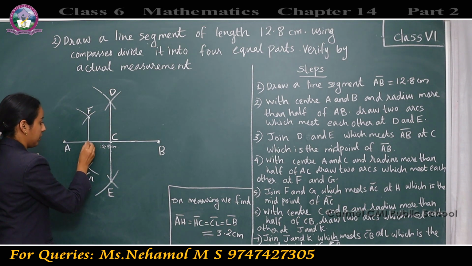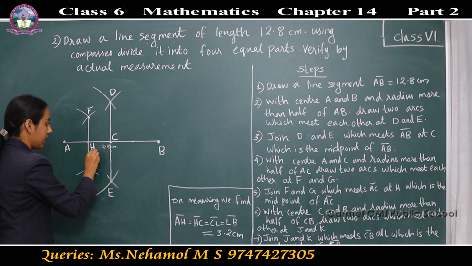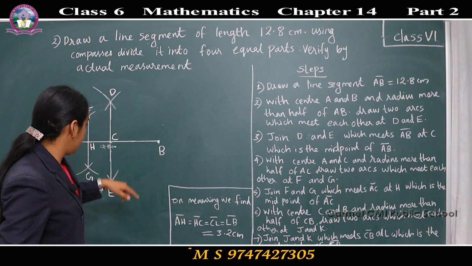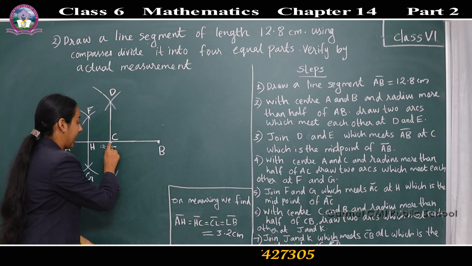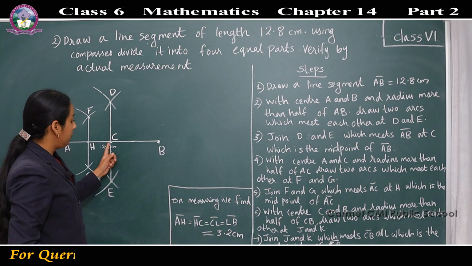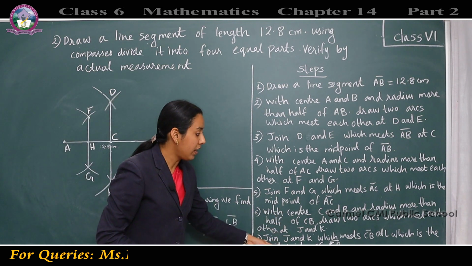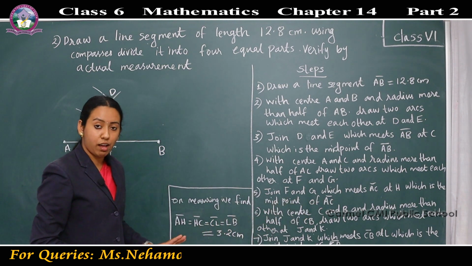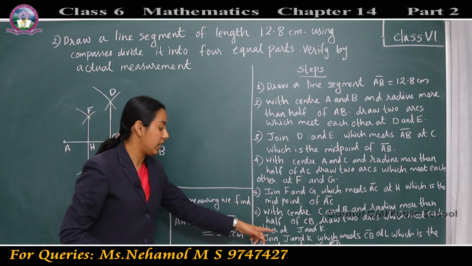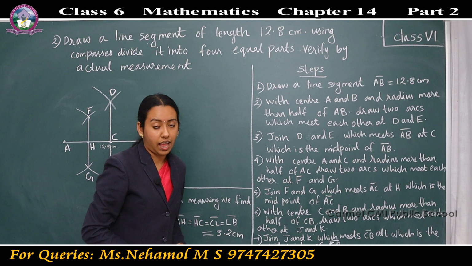Let this point be H. We can name it as H. Then next step, consider the line segment CB. With center C and D and a radius more than half of CB, draw 2 arcs which meet each other at J and K.